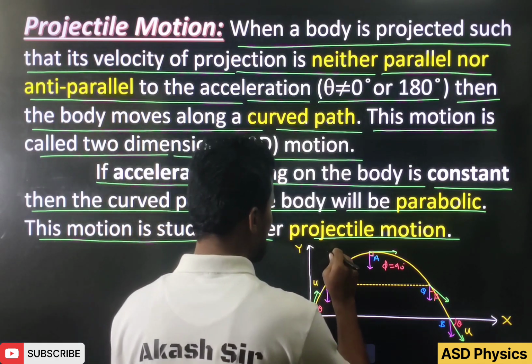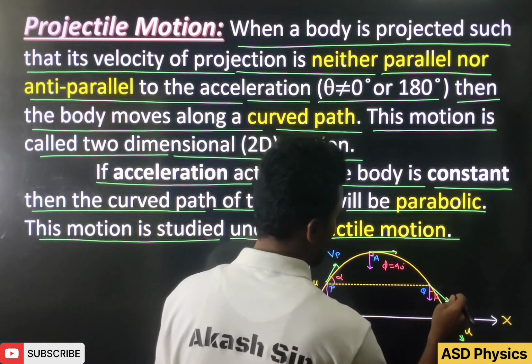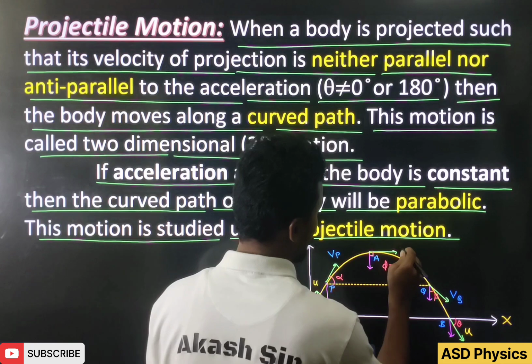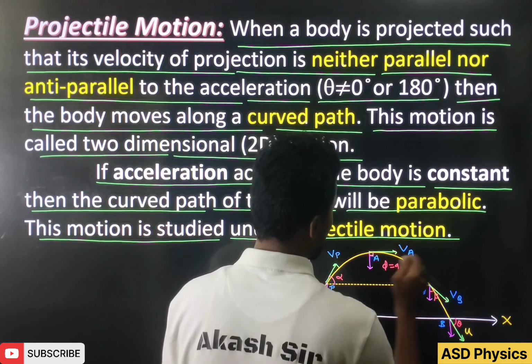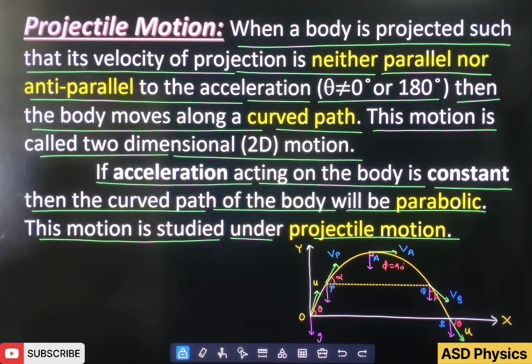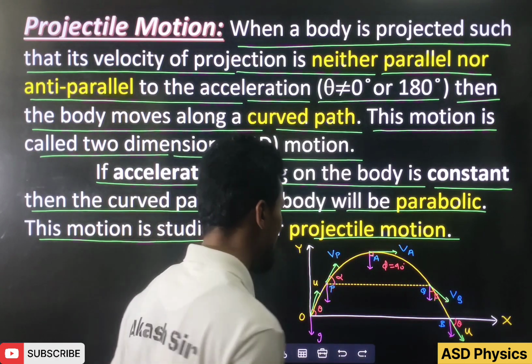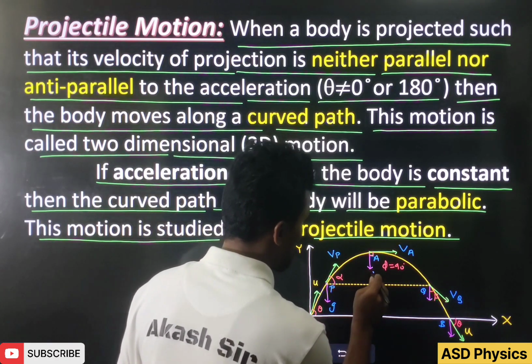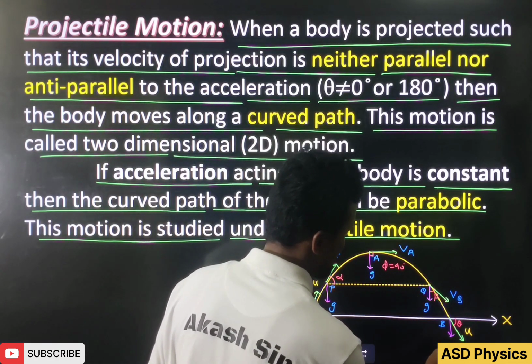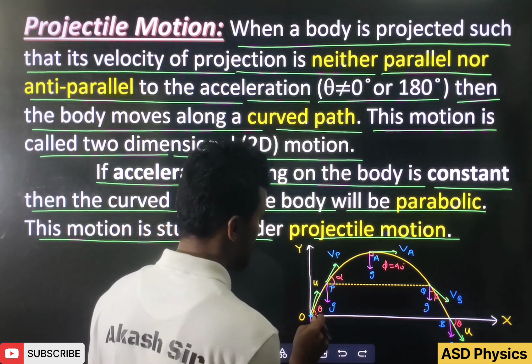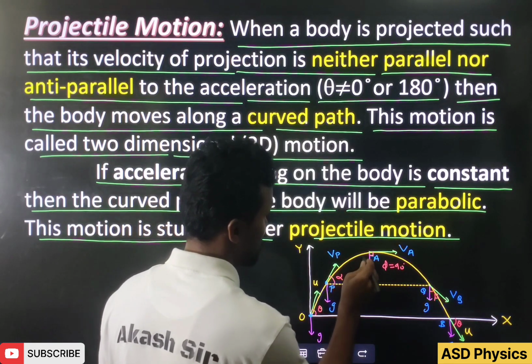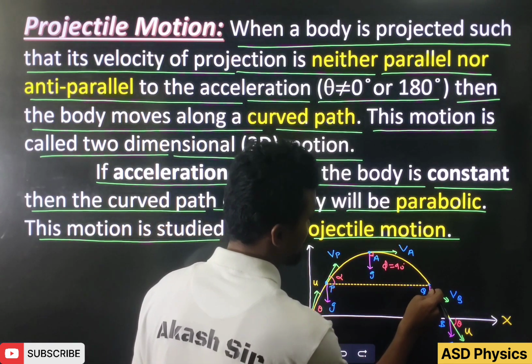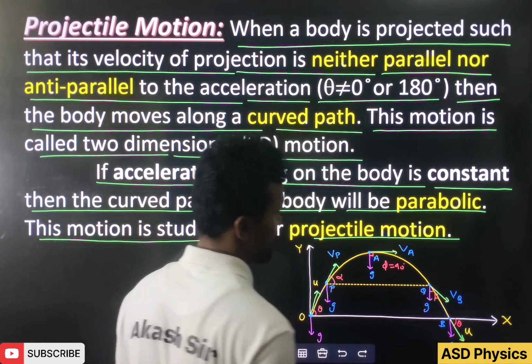Even here I can write, let's take the velocity here as Vp, here Vq, and here Va. Here you can see very well that velocity and acceleration are neither parallel nor anti-parallel. They are different, and at all the places gravity is constant. That's why this is which motion? Again I am telling, this is projectile motion. And projectile motion has which path? Projectile motion has a parabolic path.